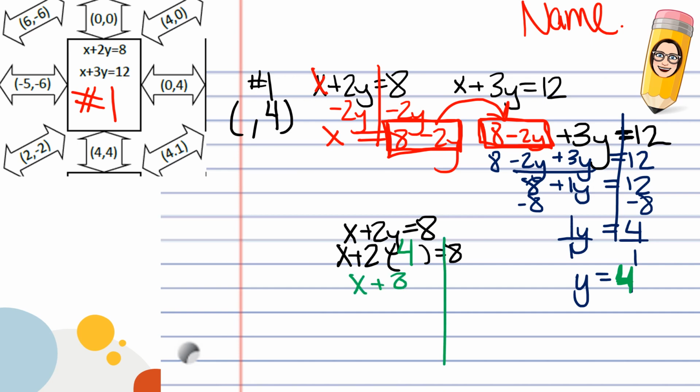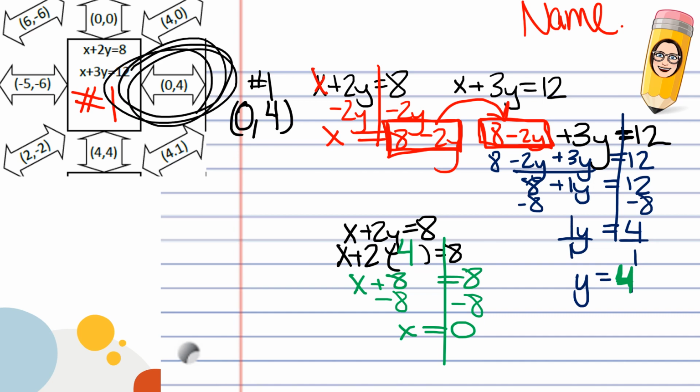And now I can solve. 2 times 4 is 8. Let's solve this equation. Minus the 8, x equals 0. X is 0. That means I'm going this direction. So circle or highlight or color that solution. Now you know the direction of your next problem.